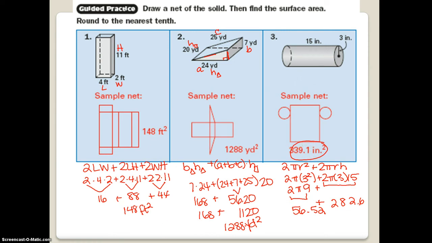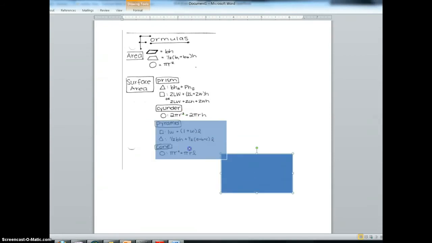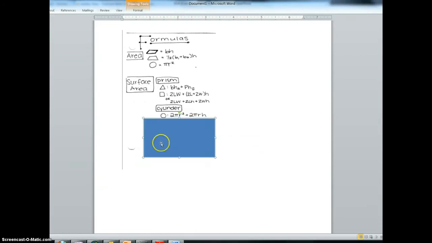You now need a note card. So get a note card from me if you haven't already done it. On the one side of our note card, we're going to write down the formulas for area and surface area. Be sure to leave some space at the end because we are going to have pyramid and cone. So just leave some room at the very bottom of your note card.